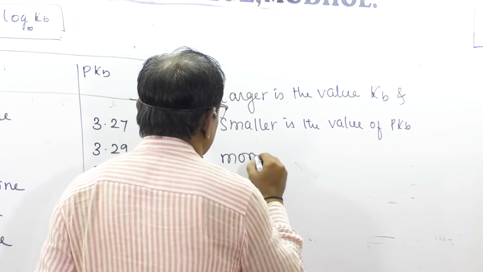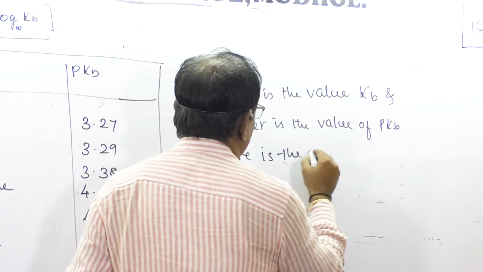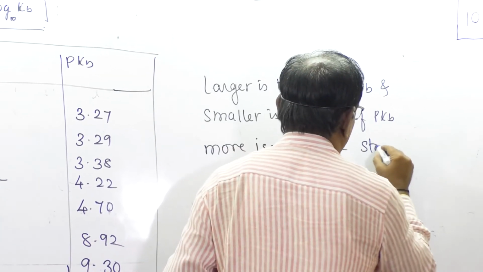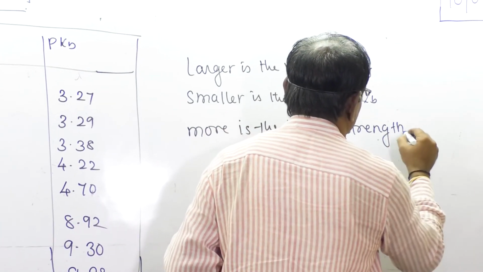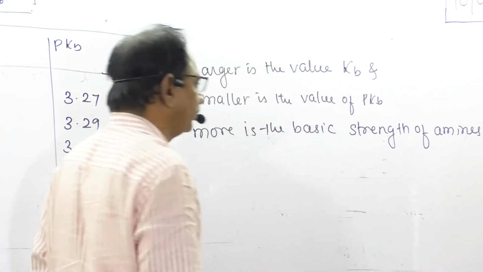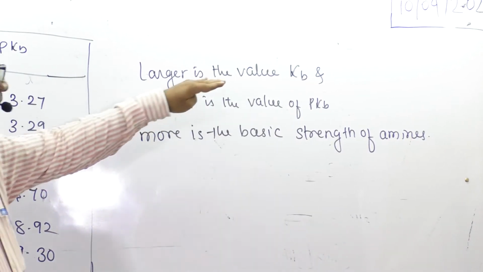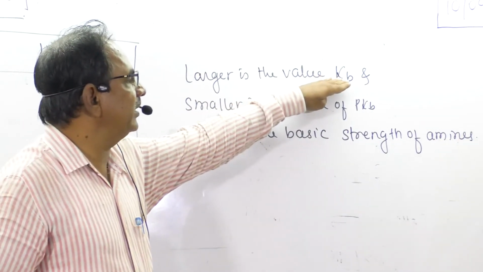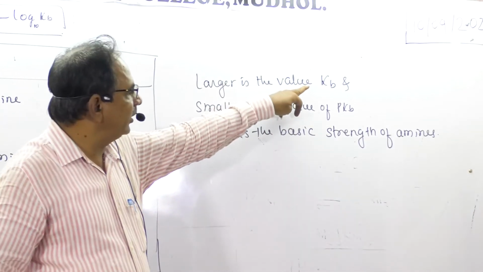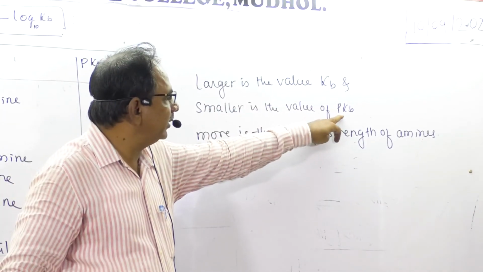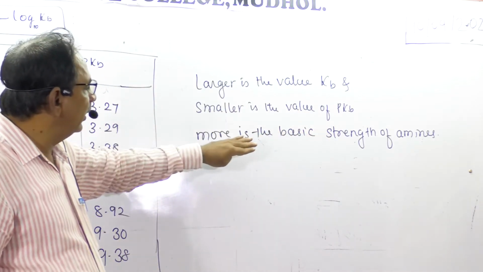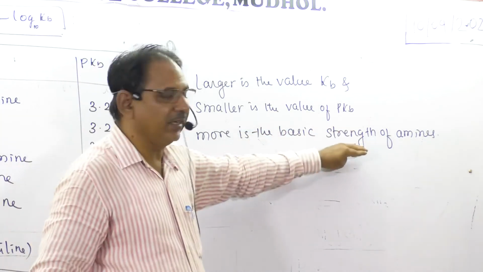More is the basic strength of amines. As Kb value increases, pKb value decreases. So as Kb value increases and pKb value decreases, those amines are more basic.